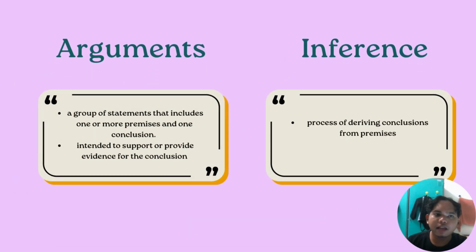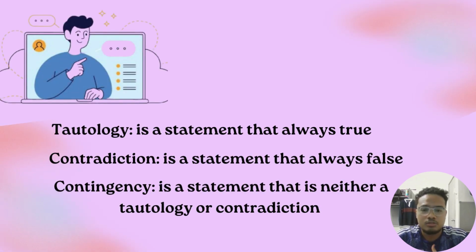An argument is a group of statements that include one or more premises and one conclusion. The usage of an argument is intended to support or provide evidence for the conclusion. Lastly, we have inference, which is the process of deriving a conclusion from the premises. So here we have tautology, which is a statement that is always true, and contradiction, which is a statement that is always false. A contingency is a statement that is neither a tautology nor a contradiction. This means the statement is not always true or always false; it's neither of them.